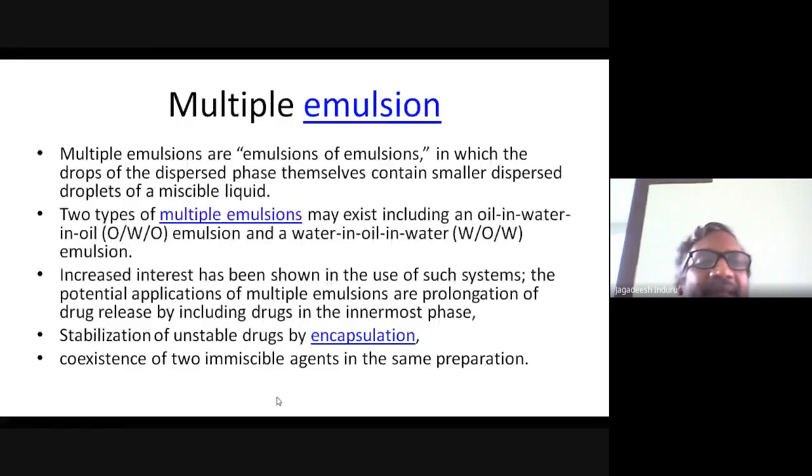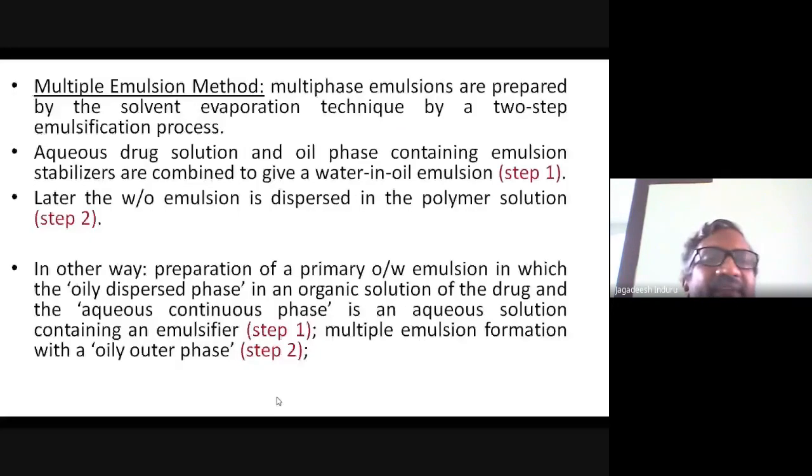Most of the time, regarding emulsion stability, the manufacturing method is a two-step process. You have a drug solution and the oil phase containing the emulsion stabilizers, combined to get the water in oil emulsion. This will behave as the dispersed phase in step one, and you use this water in oil emulsion as a dispersal phase in the second stage. Later you make this and disperse it in the polymer solution which contains water. This is the way you can make your multiple emulsion.